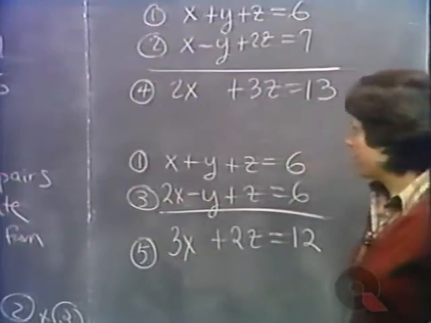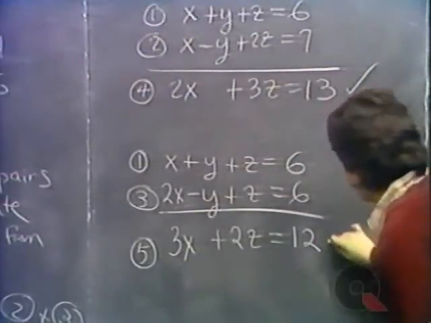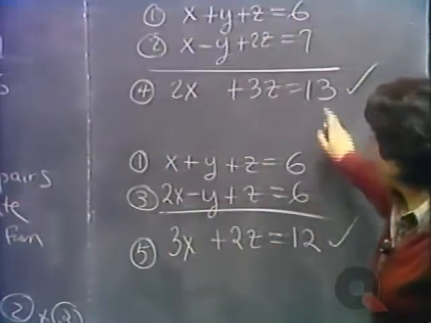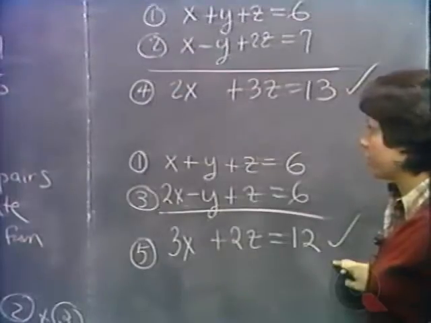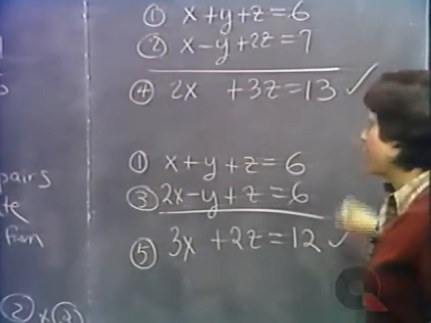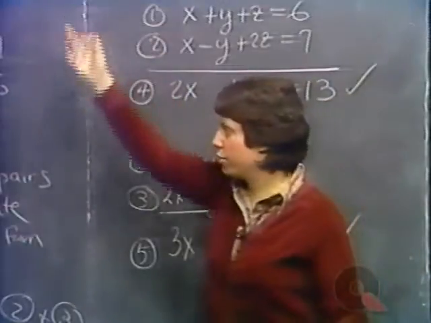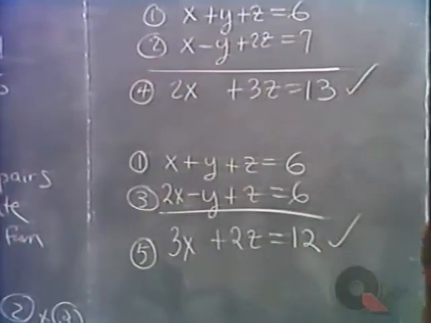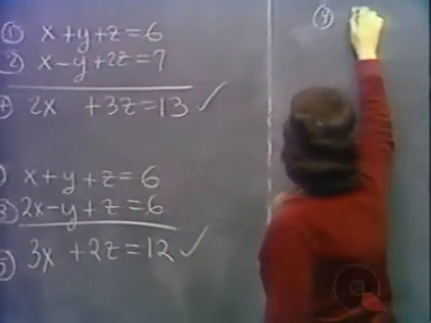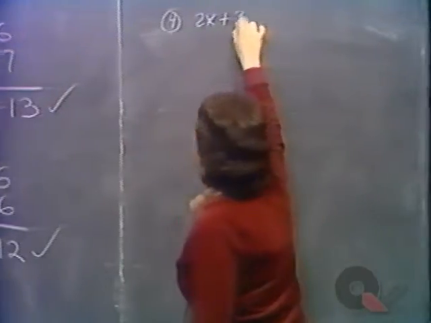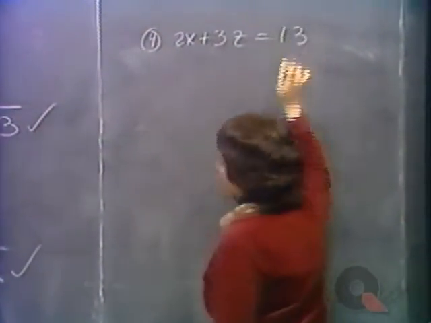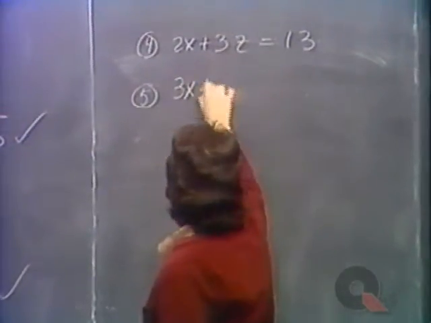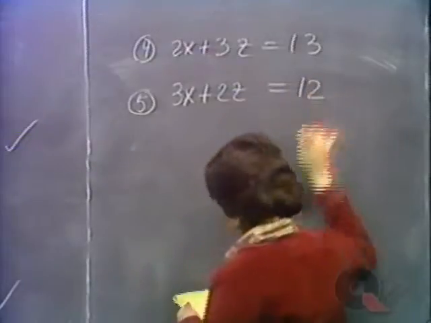Okay, we have now produced two equations involving only the two variables x and z. We can solve these two equations in two unknowns by the method we learned in the preceding videotape. Find x and z, and then substitute into any of the original equations to figure out what y is. Okay, so let's look at what we have. We have equation 4, which is 2x plus 3z equals 13, and equation 5, which is 3x plus 2z equals 12.